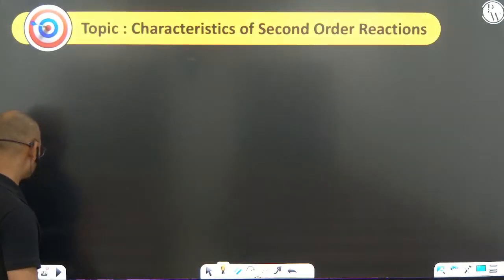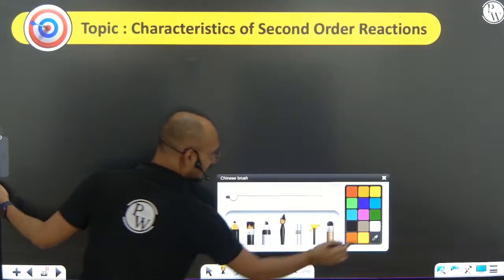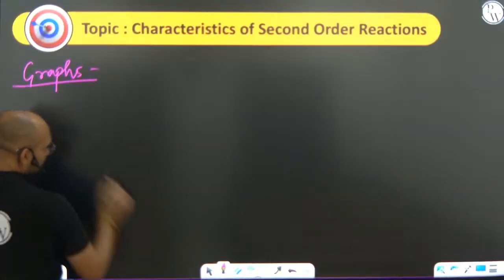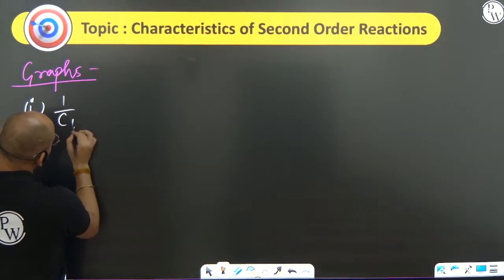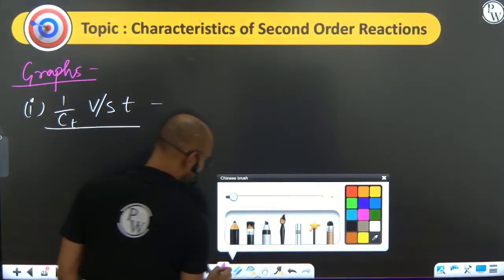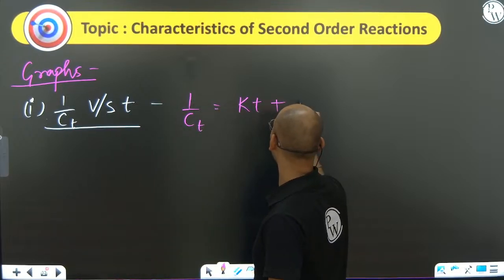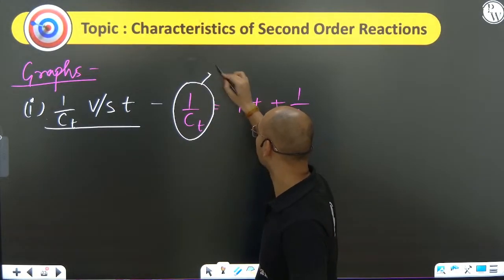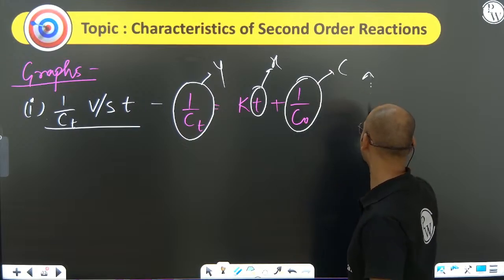Next, let's talk about the characteristics of second order reaction. Pichhe hum sabne dekh liya. Now we are going directly to the graphs. Important graphs. The first one is going to be 1 by Ct versus time. How will the 1 by Ct versus time graph look? I think everyone knows that 1 by Ct equals Kt plus 1 by C naught. So is it not looking something like y equals mx plus c? Chalo bhai, zara dekh lo bana karke.